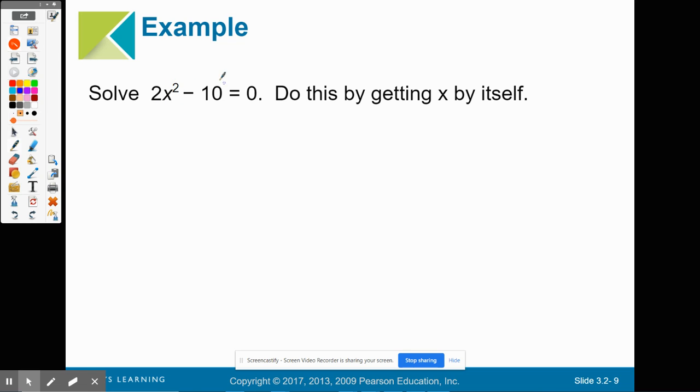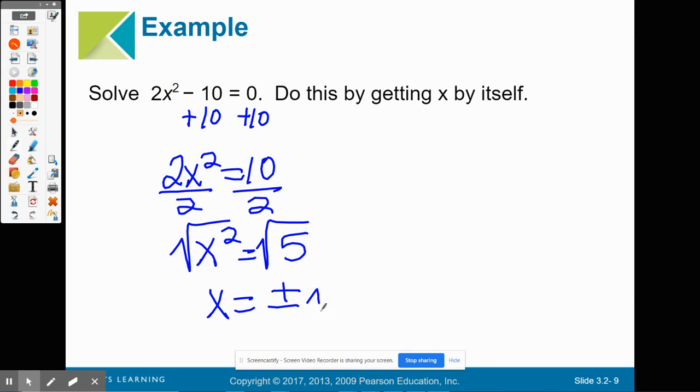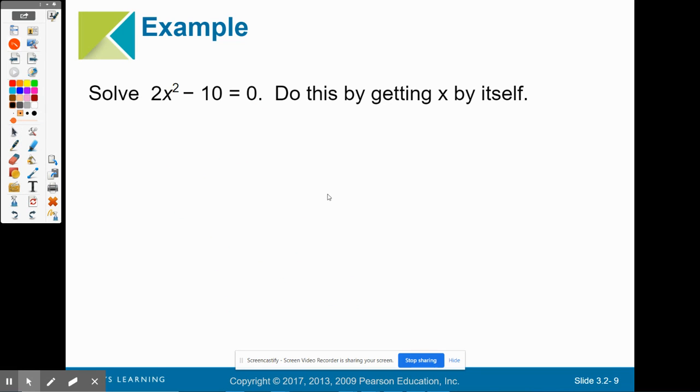And this time I can, because there's not an x squared and an x, there's just an x squared. So we will add 10 to both sides. You'll get 2x squared equals 10. You'll divide both sides by 2. X squared is giving you 5. When you square root both sides, the one thing you cannot forget is there are supposed to be two answers. So it'll be plus or minus the square root of 5. And that was the easy way to solve that problem.